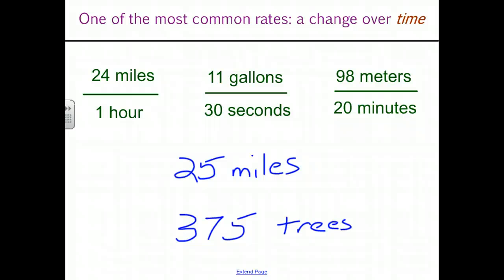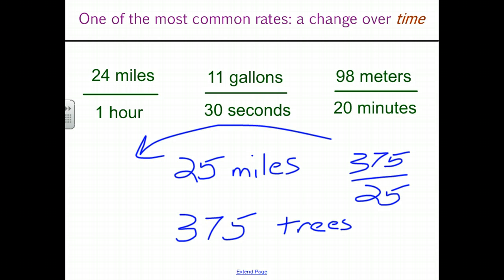One is a distance, the other is a tree by the side of the road. But if you wanted to compare the amount of trees to the amount of miles, you could say it's 375 trees and 25 miles. You could find a unit rate about that to find the number of trees per mile, which is a very scant 15 in this case.